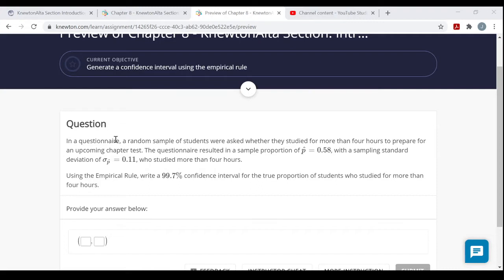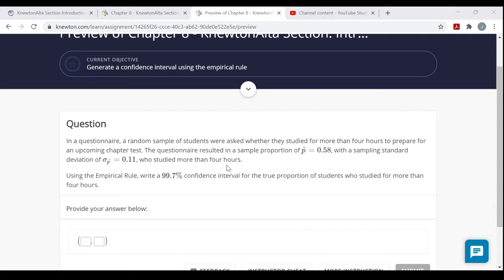All right, so in a questionnaire, a random sample of students were asked whether they studied for more than 4 hours to prepare for an upcoming chapter test. The questionnaire resulted in a sample proportion, right, so this is proportions, of p hat equals 0.58 with a sampling standard deviation, the sigma sub p hat, the standard deviation of the p hats. So the standard deviation of all the sample proportions for samples of whatever size they took. Remember the sampling distributions for proportions, that was covered in a previous video, I'm sure. So sigma p hat of 0.11.